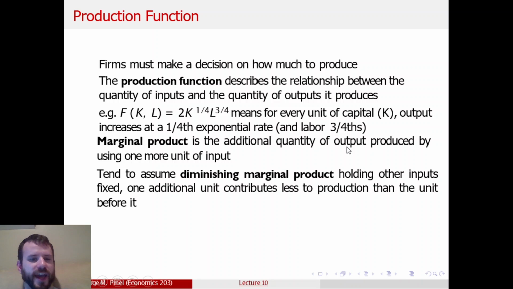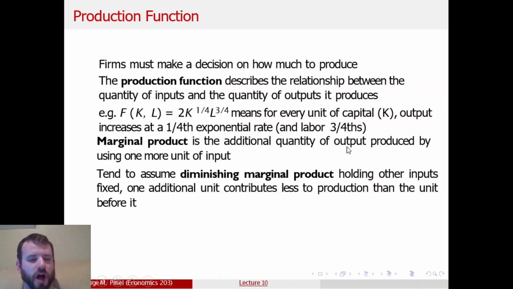Okay. And most production functions that economists tend to use tend to have what's called diminishing marginal product, and that's built in. That's an assumption that economists make. It's an abstraction. It's not always going to be the case, but it tends to hold in the real world. So economists tend to use it when they're doing their analyses.